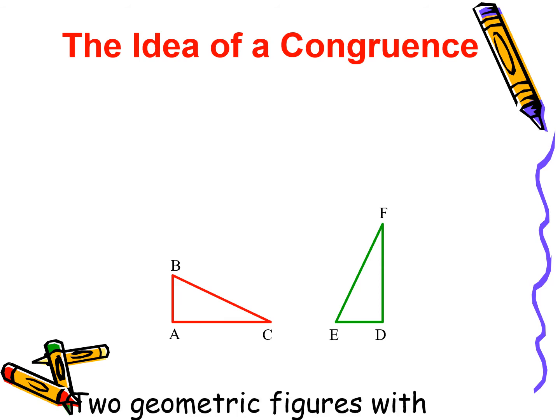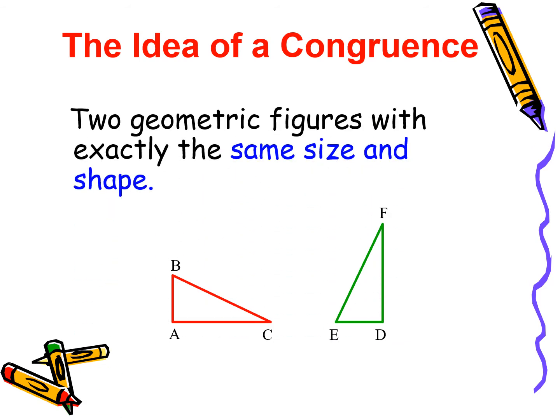So, what is congruence? Two geometric figures with exactly the same size and shape are congruent figures. When you keep one figure over the other, if it exactly overlaps the first figure, that means they are exactly equal in shape and size. That means they are congruent figures.